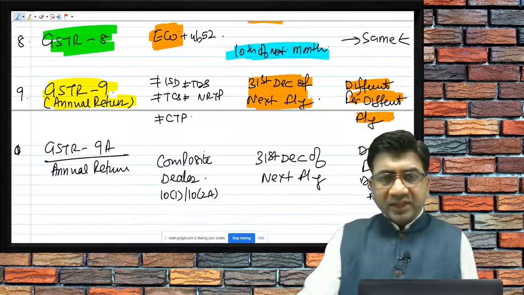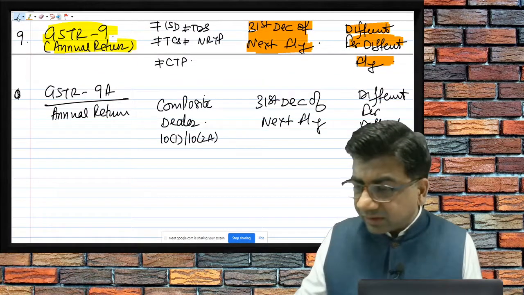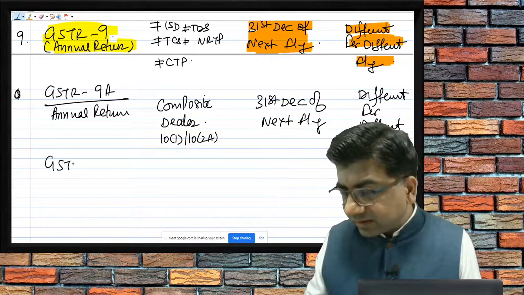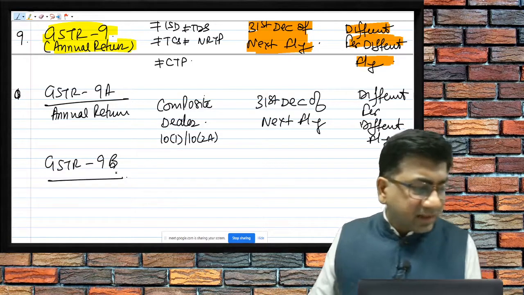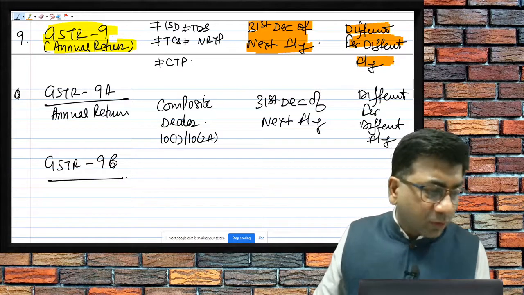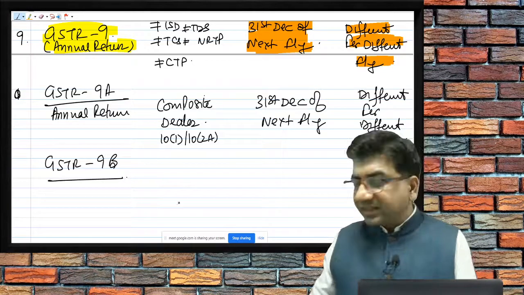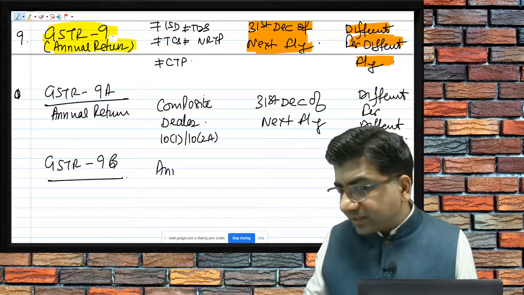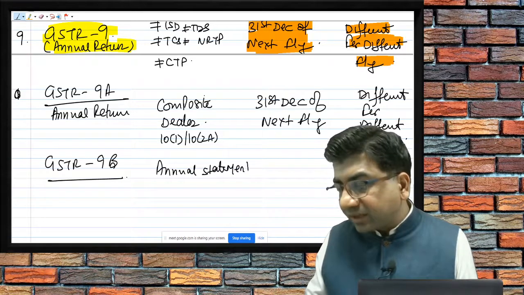ठीक है. Next, please guys write down. This is GSTR 9B. It is annual statement by e-commerce operator who is required to collect TCS. So it is annual statement. This we won't call a return. This is an annual statement.